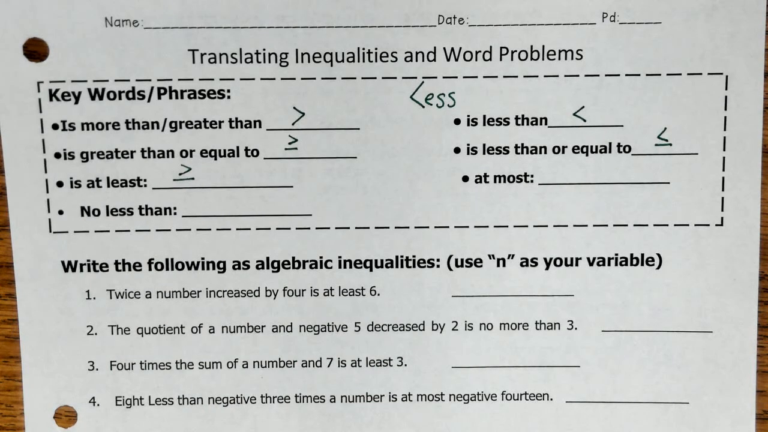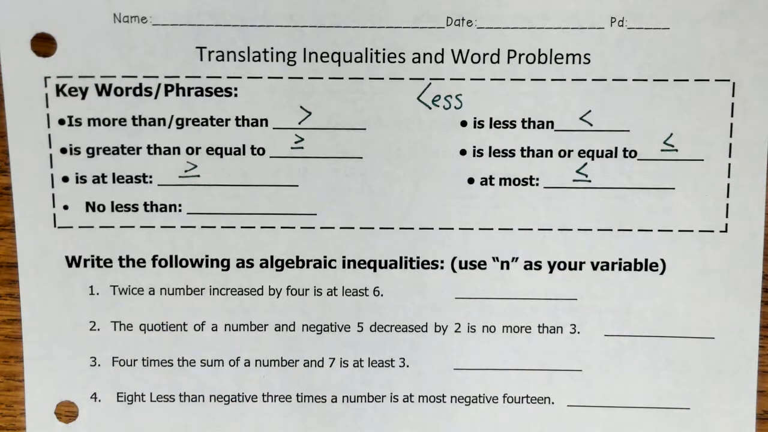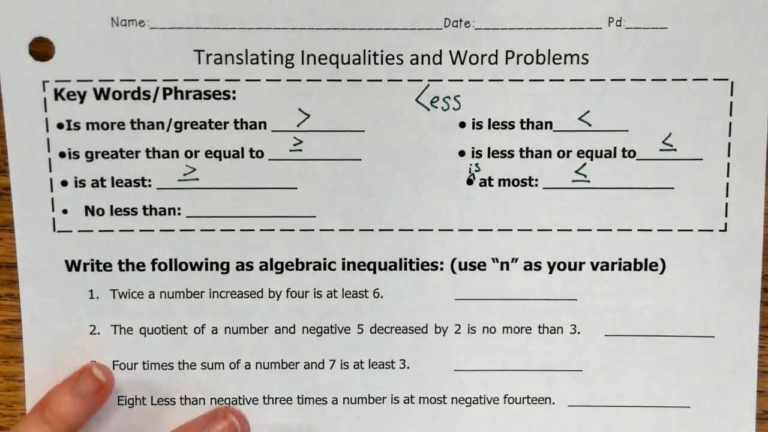At most is the opposite. If I have at most $5, that is the highest amount I can have. At most means that's the highest. So could I have less than 5? So at most would be less than or equal to. At most and at least are opposites. This should say is at most.